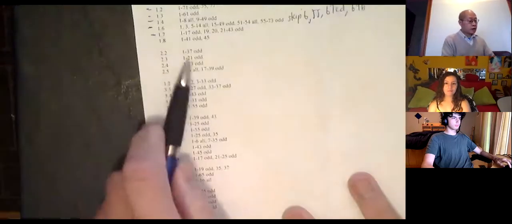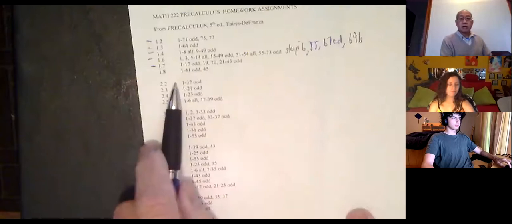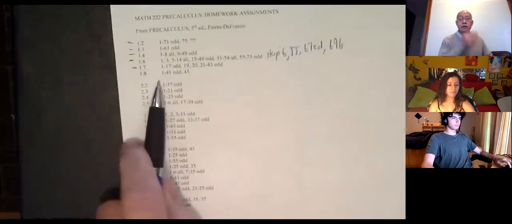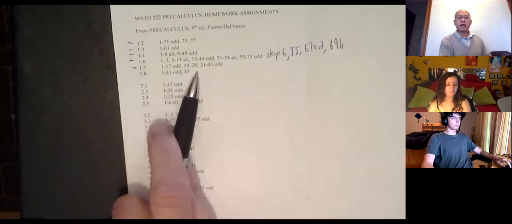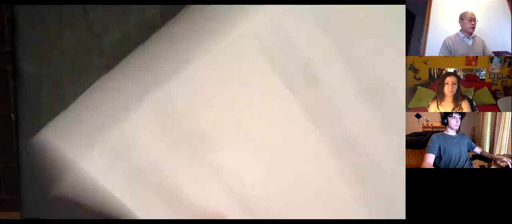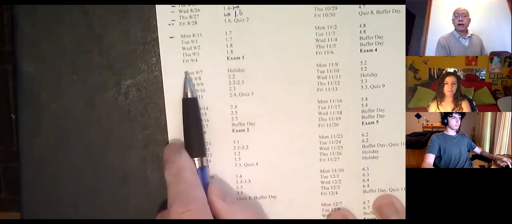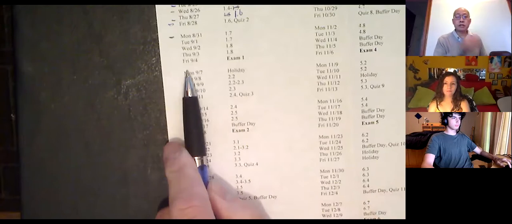So we have 1.7 and 1.8 left. So we are here. Okay, so 1 to 17 odd, 19, 20, 21 to 43 odd. So 2 days for 1.7, 2 days for 1.8, and then the exam on Friday. And again, if you haven't already done so, please look up the announcement I sent on Canvas on how I do exams, my rules and regulations there.